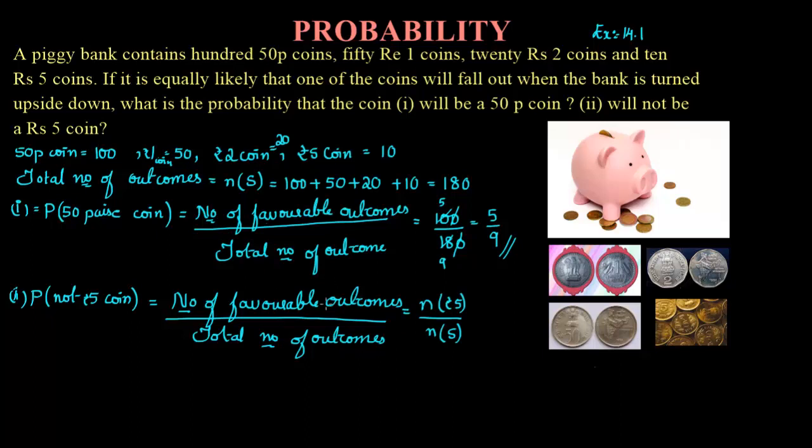So this is just two ways of writing the formula. You can use this or this. Both the methods are fine. Then, how many 5 rupee coins... no, they have asked you the probability of not getting a 5 rupee coin. So how many coins are there in the piggy bank which are not 5 rupee coins?